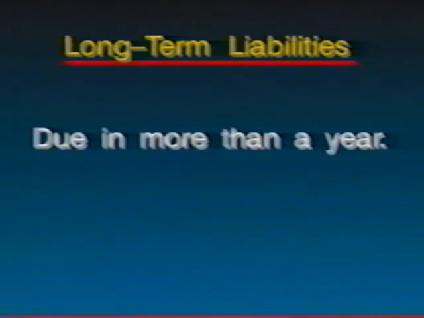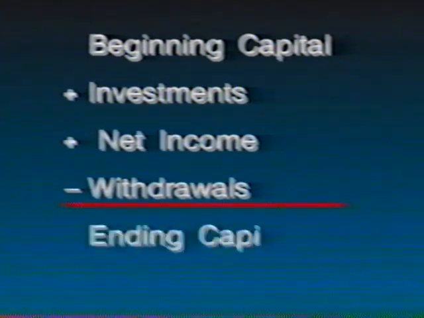Long-term liabilities are due in more than 1 year. Examples include long-term notes payable, mortgage notes payable, and bonds payable. The portion of long-term debt due within the year is shown as a current liability. At this point, the Ibsen Advertising Agency doesn't have any long-term liabilities. The capital is the ending capital that was calculated on the statement of owner's equity. We took beginning capital, added investments, added net income, and subtracted withdrawals.